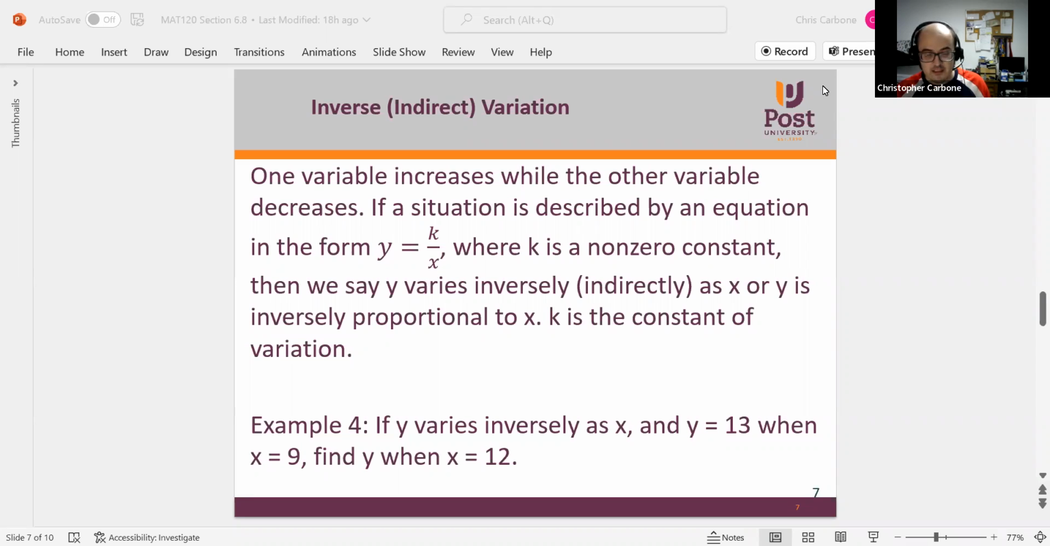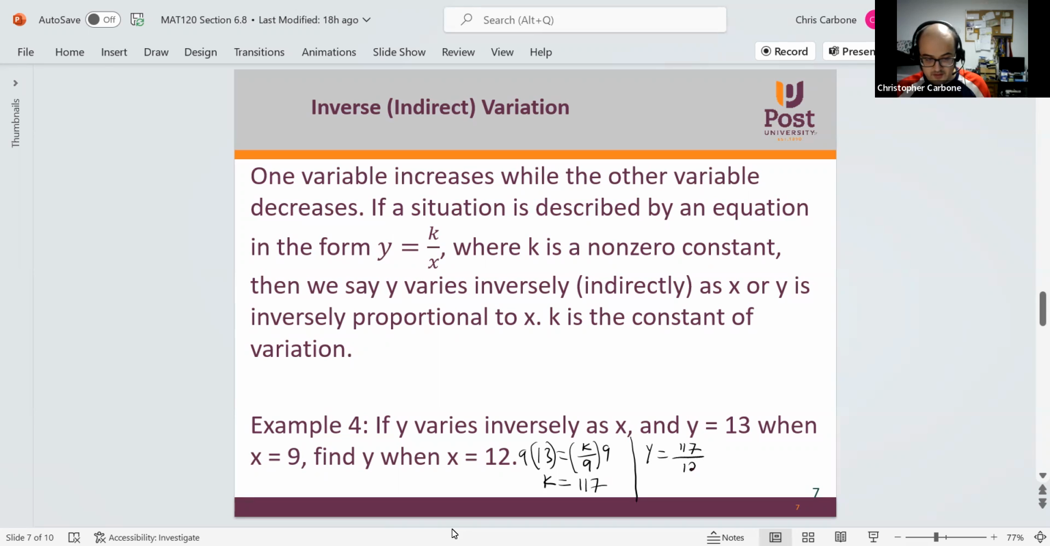So, for example, if y varies inversely as x and y is equal to 13 when x is 9, we want to find y when x is equal to 12. So 13 would be equal to k divided by 9. Multiply both sides by 9. And we would get our constant of proportionality k to be 13 times 9, which is 117. So to actually solve the problem, y would be 117 divided by 12. So 9.75.